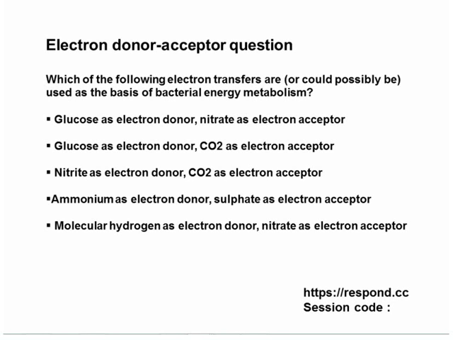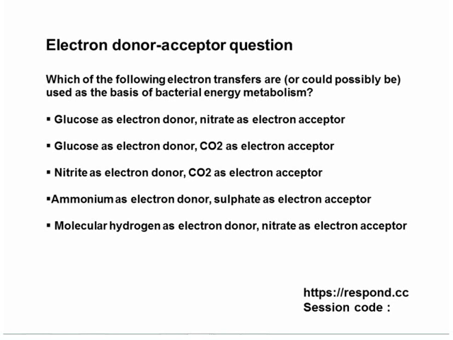Glucose as an electron donor, nitrate as an electron acceptor. Can work? 2 or 3 people say yes. Glucose as an electron donor, CO2 as the electron acceptor. 1 person, 2 people. Nitrite as an electron donor. So some of them, it's not just one correct answer here. Okay. Nitrite as an electron donor, CO2 as the electron acceptor. 1 person.